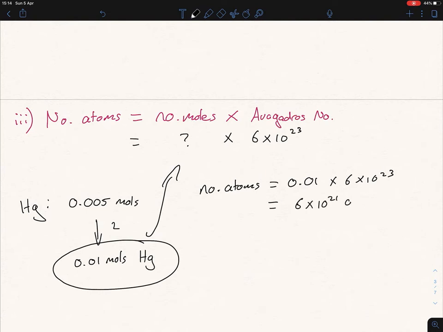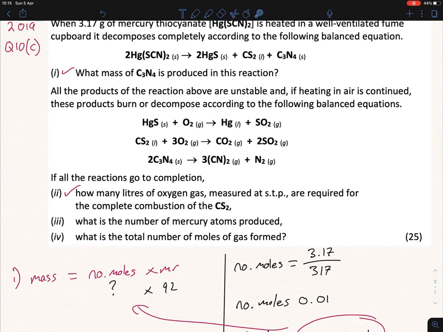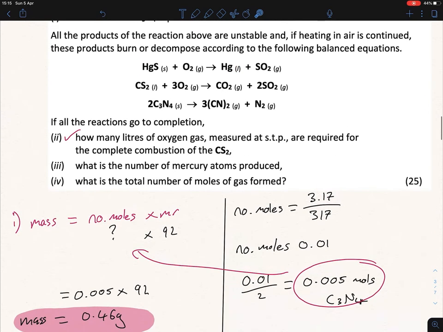Now that was tricky, because a lot of students wouldn't have gone back up to the original equation to see how many molecules they were dealing with initially. So they're actually dealing with 2 mercury sulfide molecules there, not 1 as we can see here. So therefore we have twice as many mercury atoms over here. Okay, so look, we have part 3 done now.